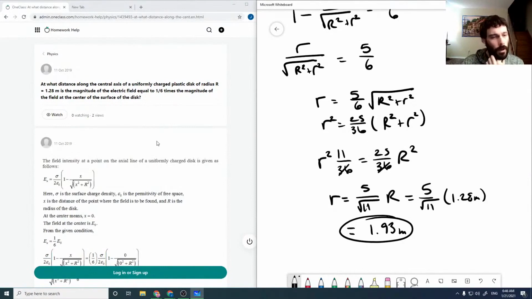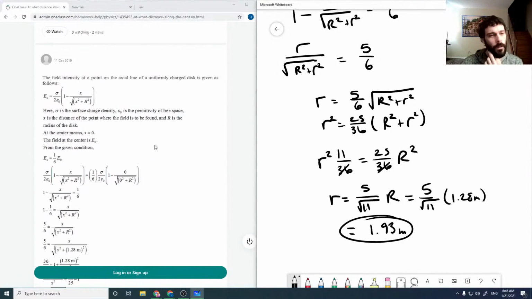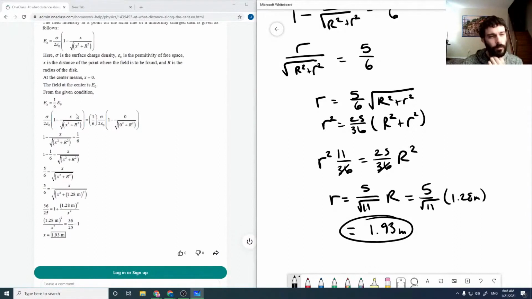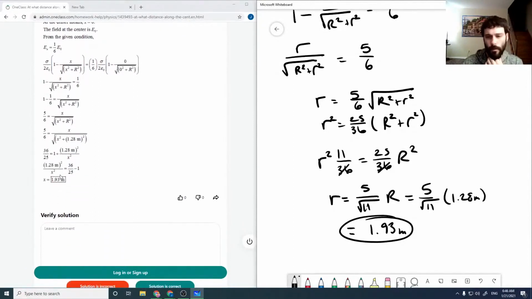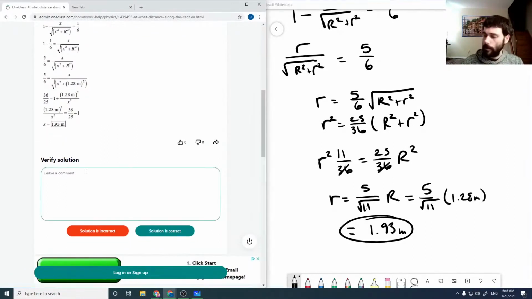Okay, so checking the solution here. There's our E field where they use sigma for their charge density, but that's okay, doesn't really matter. So plugging in, rearranging, solving, and then we get 1.93 meters. So that looks good.